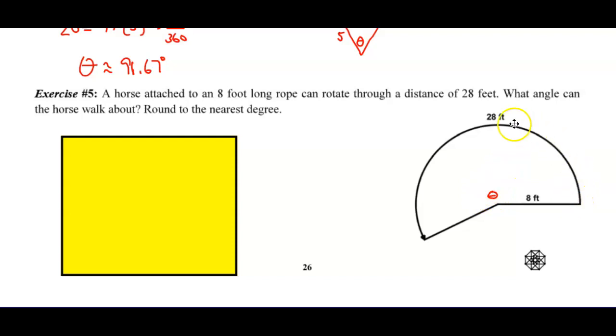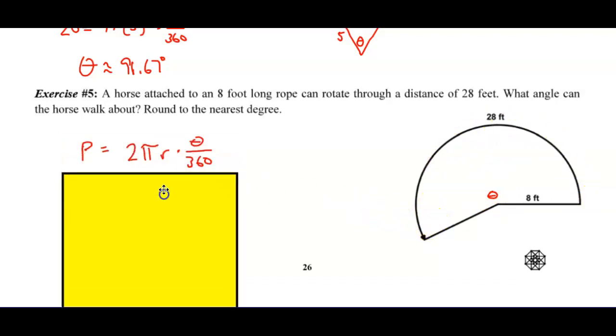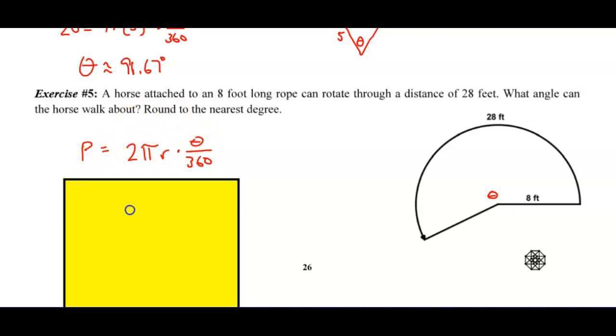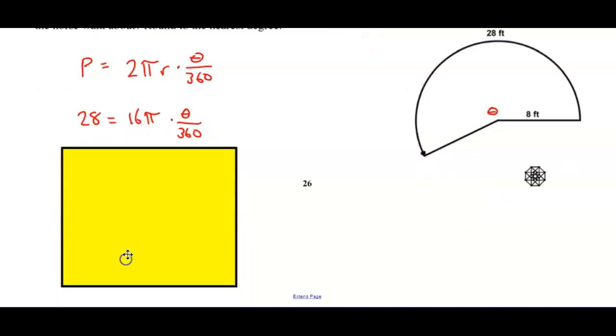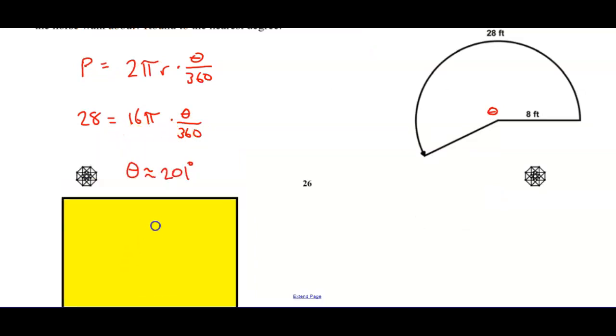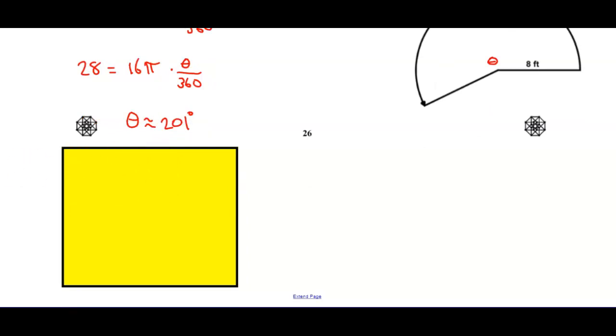This 28 feet this time represents a portion of circumference. So to establish that, I need to think about 2 pi r instead of pi r squared. I know the radius is 8. I don't know the angle, but I do know the perimeter is 28. So we have all of that information, and then I can just solve for theta. When I solve for theta, I get 201 degrees.